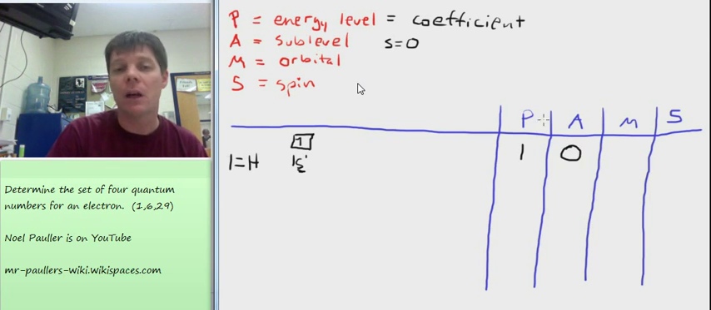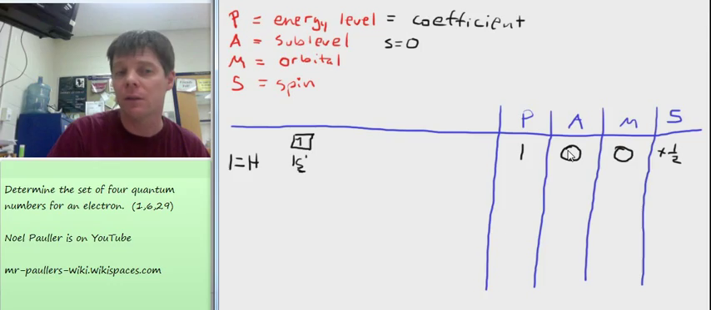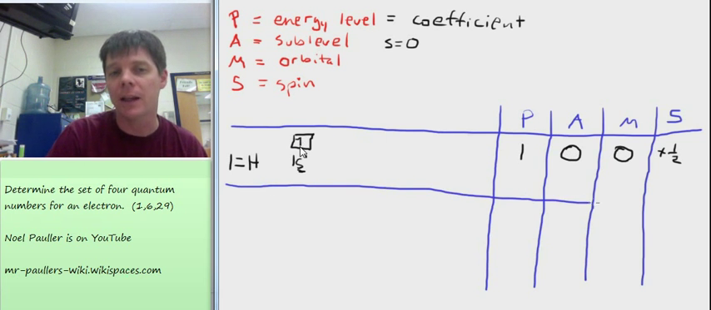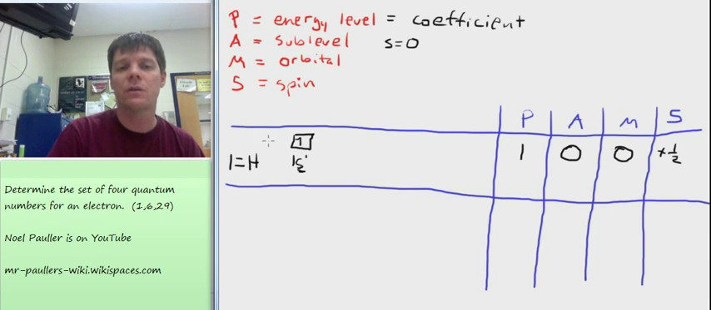The angular number is telling me the sublevel. It is in a 1s sublevel. The angular value will always be 0 for s sublevels. Your magnetic value will always be 0 if your angular value is 0. Finally, the plus 1/2 tells me I have an upspin electron in the 1s sublevel, the 1s orbital.